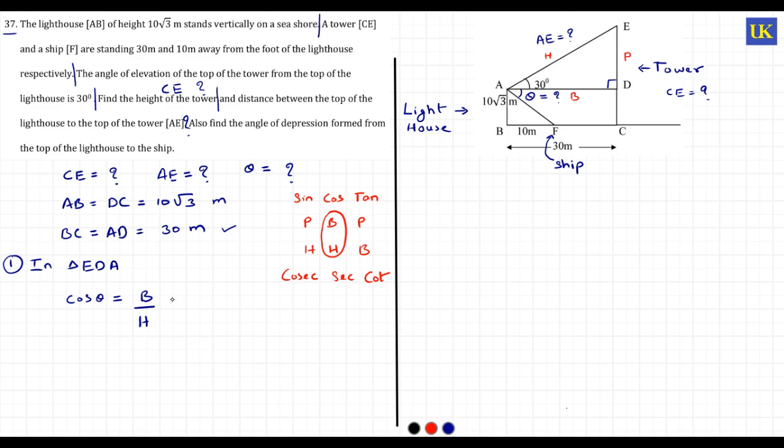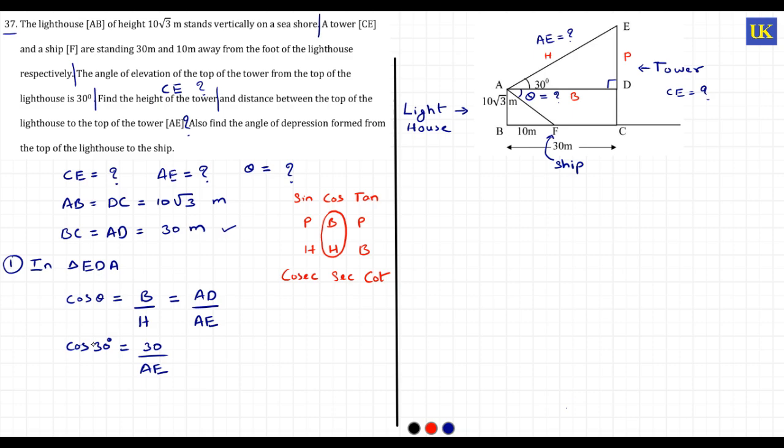Now, base is what? Base is AD. Hypotenuse is what? Hypotenuse is AE, right? Now theta is how much? The angle is 30 degrees, which is given. And AD is how much? We know that AD is 30 meters. And AE is what we have to find out, right? Like this we need to solve.